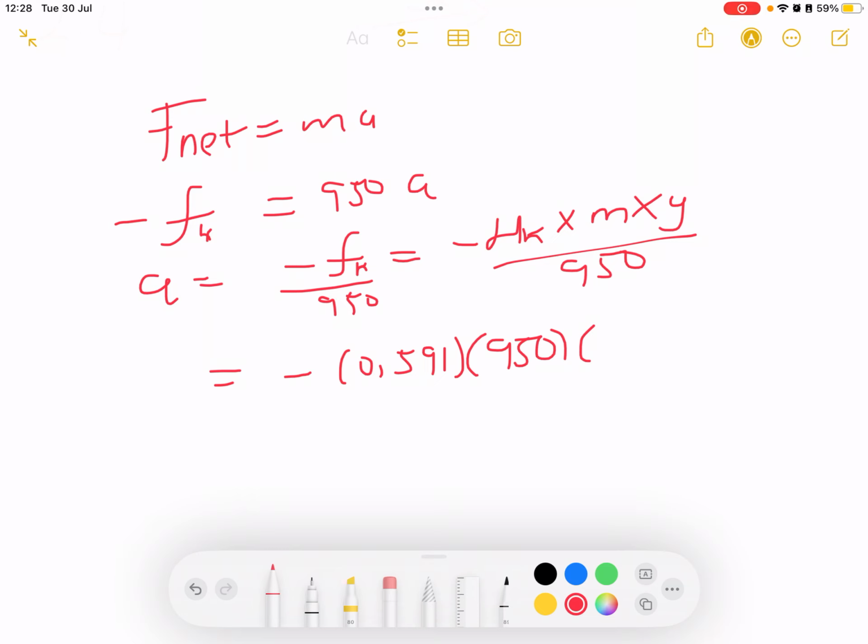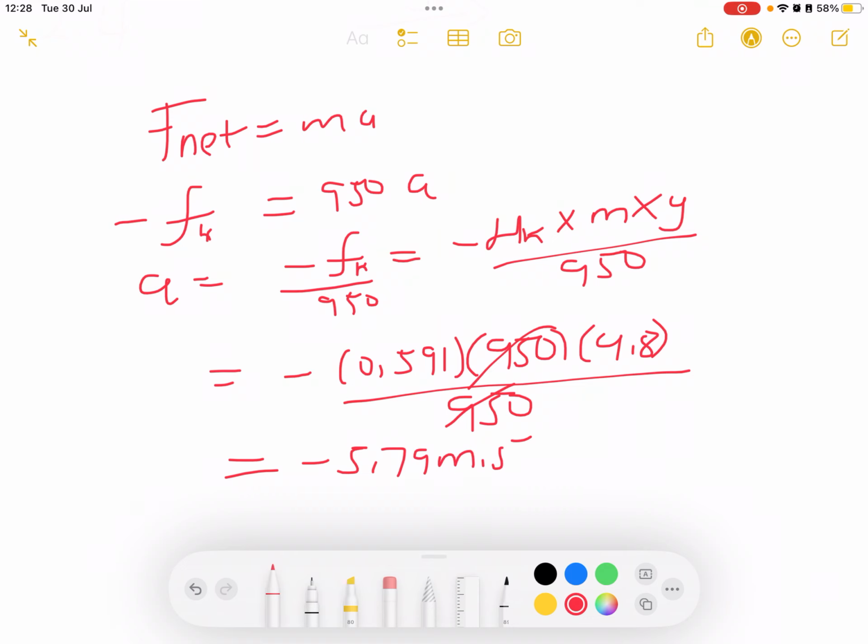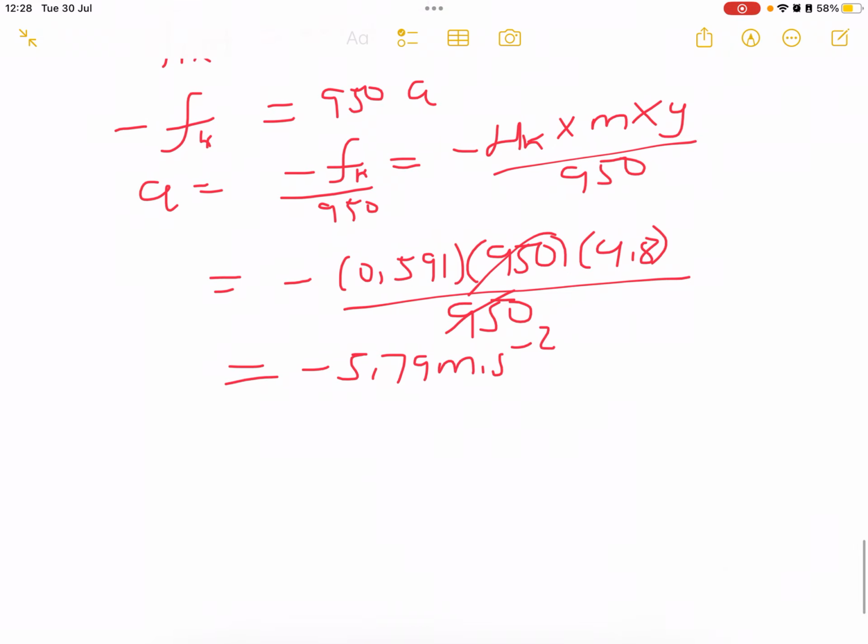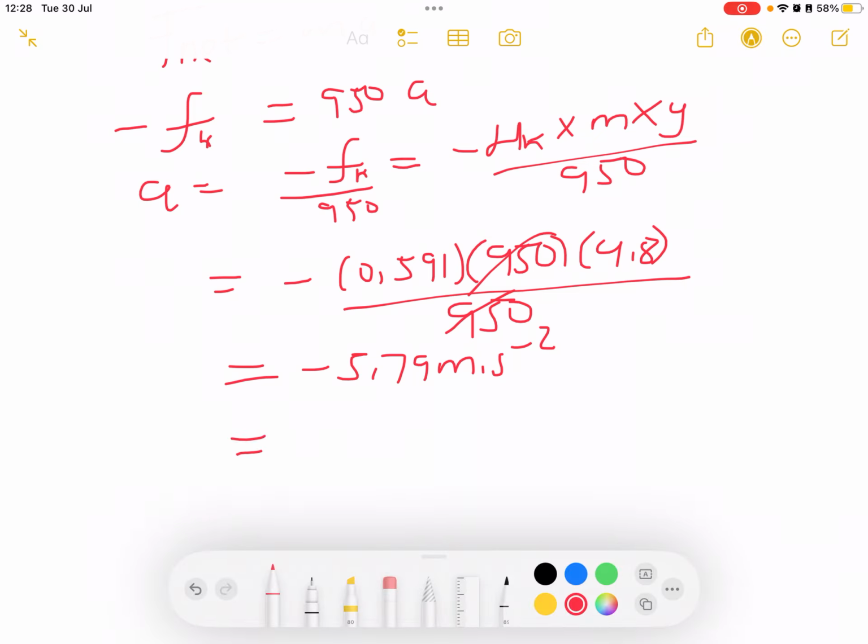So in the substitute now, it's 9.8 divided by 950, and then we get that this is minus 5.79 meters per second squared. Now this is negative acceleration. Negative acceleration being applied going where? To the right. So if we have to rewrite this, it would have been 5.79 meters per second squared to the right, because that is an acceleration that is trying to oppose the motion of the car.